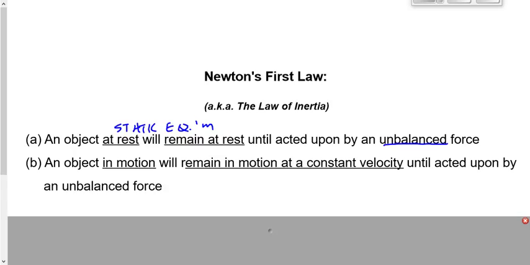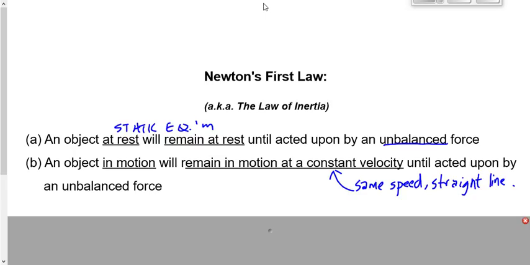We mean same speed, straight line. It's not going to speed up. It's not going to slow down. It's not going to change direction. It's going to remain at a constant velocity until acted upon by an unbalanced force.